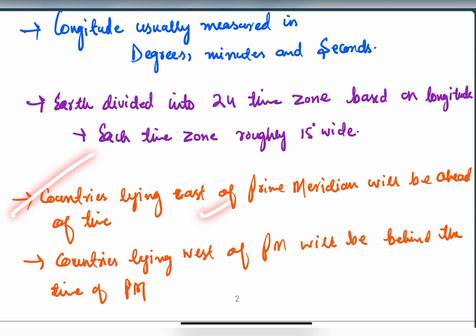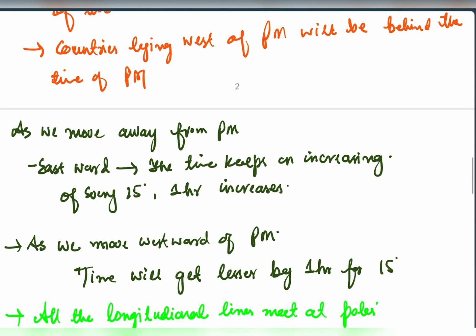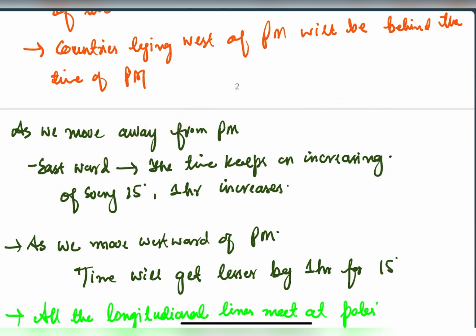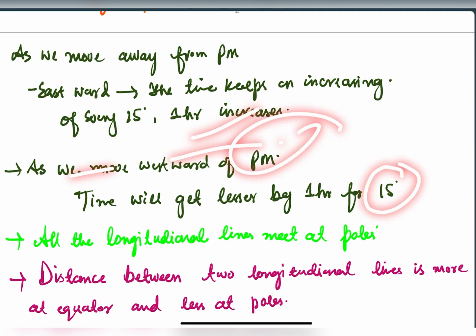Countries lying east of the prime meridian will be ahead of time. Countries lying westward from this prime meridian will be behind the time zone of the prime meridian. As we move away from the prime meridian, if we move eastward, the time keeps on increasing. And as we move westward from the prime meridian, the time will keep on decreasing.